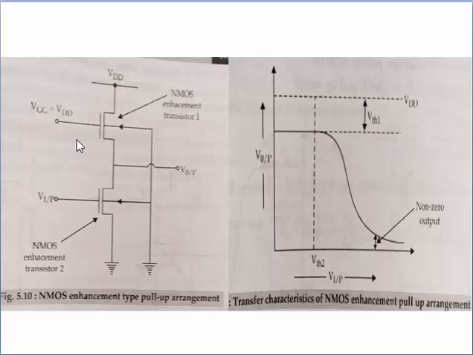The source of the pull-up transistor is grounded towards the downside, and the drain is at the upper side towards the positive side. The gate is connected at the upper side. Therefore VGG is equal to VDD. So V output can never reach VDD, meaning logic 1, if VGG is equal to VDD, meaning the sum of the voltage which will be used here to form the channel.